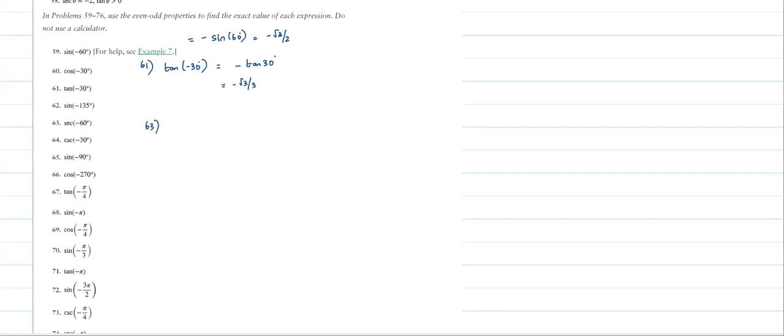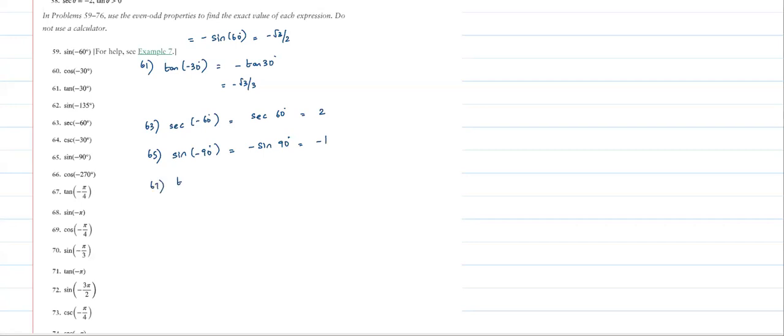Secant negative 60. Secant is an even function. So this is the same as secant 60. So cosine 60 is 1/2. So secant 60 is 2. Sine negative 90. Sine is an odd function. So this is negative of sine 90 degrees. And sine 90 degrees is 1. So this is negative 1.